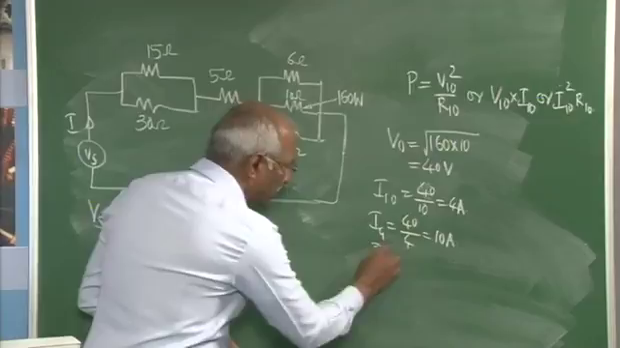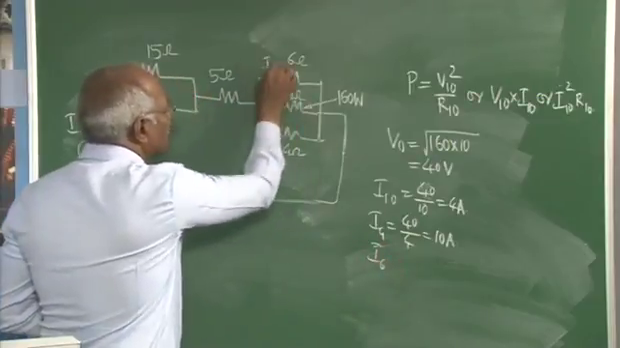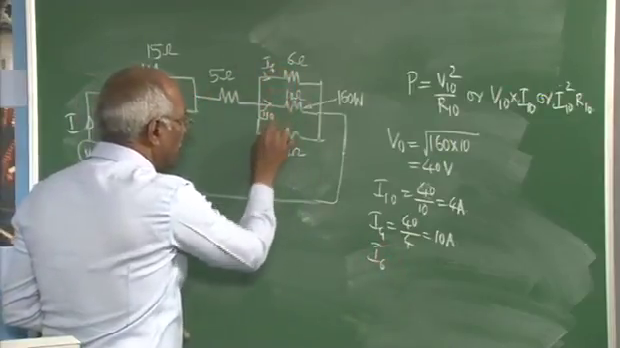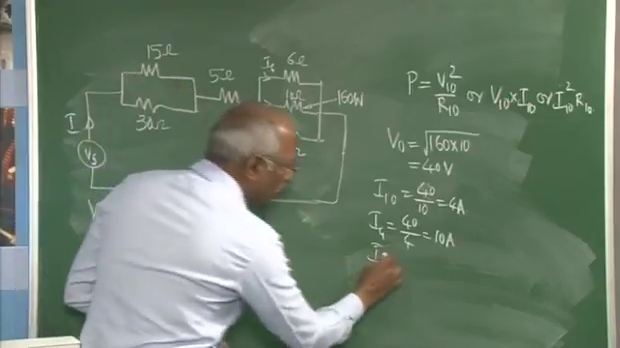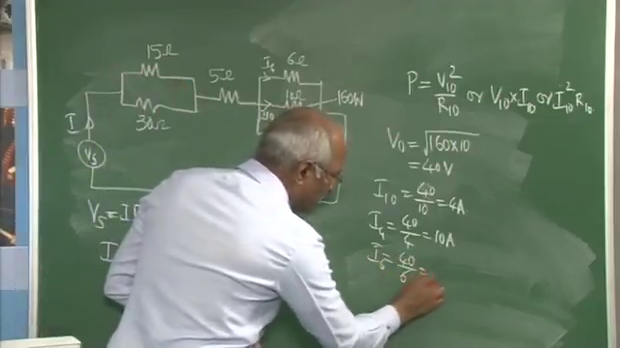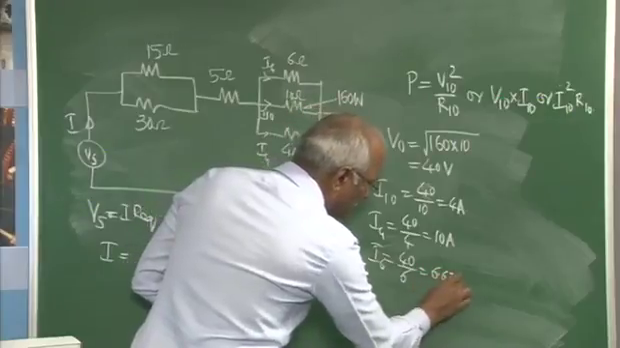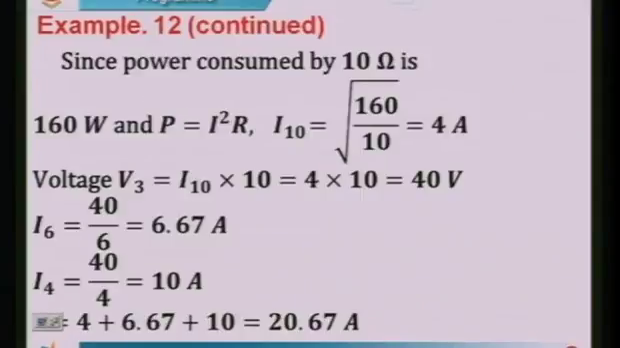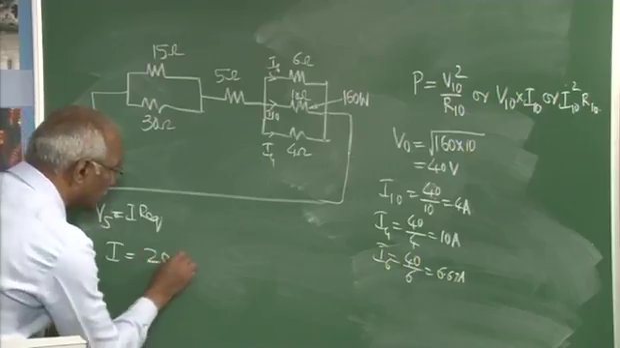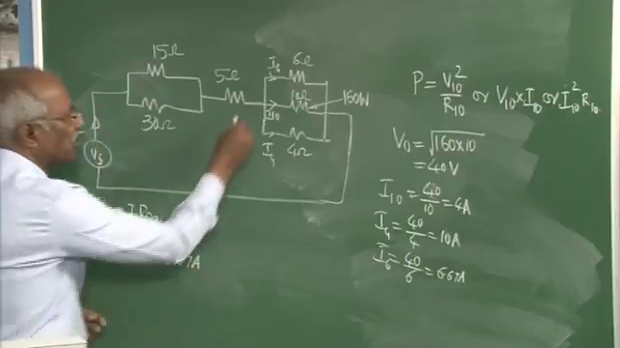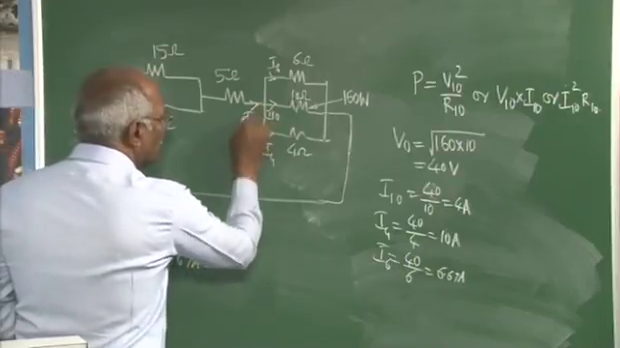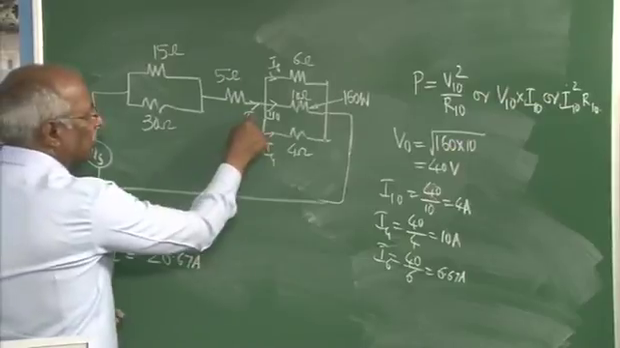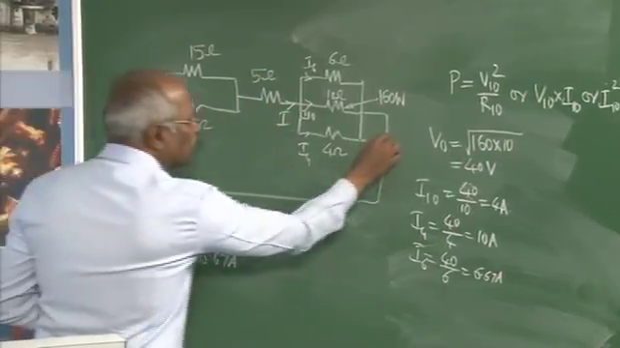And finally, this is I6, this is I10, and this is nothing but I4. I6 will be equal to 40 divided by 6, which comes to 6.67 amperes or so. Add up everything, you will get the total value. That will be 4 plus 6.67 plus 10, which comes to 20.67 amperes, the total current. That means the current that is flowing here is nothing but that. Whatever current is flowing here is also flowing here, and here.